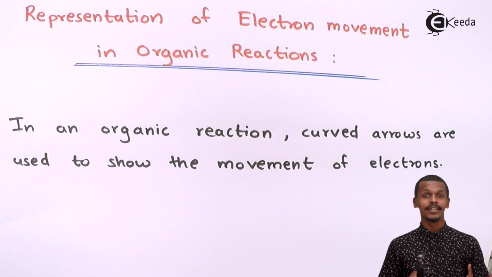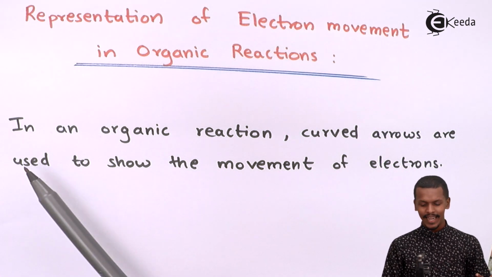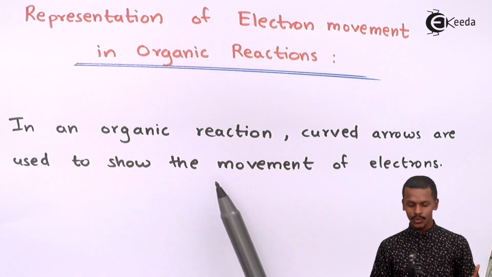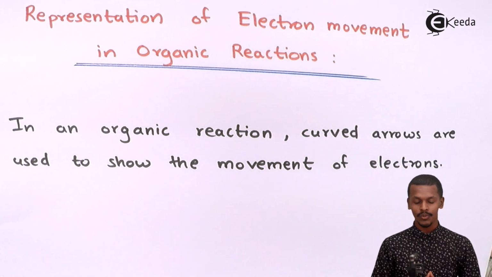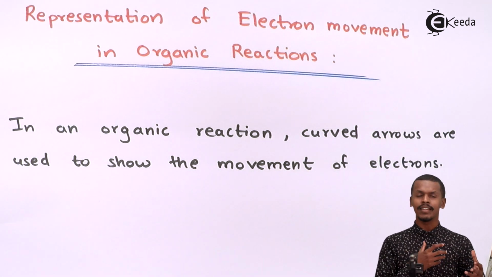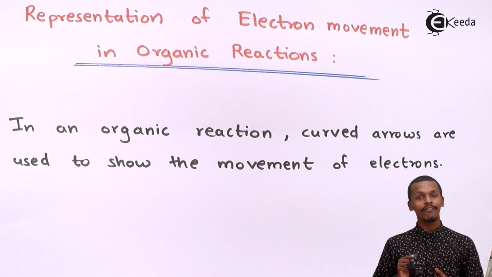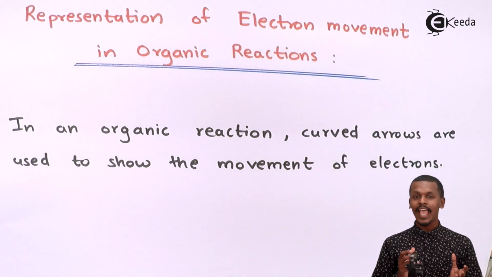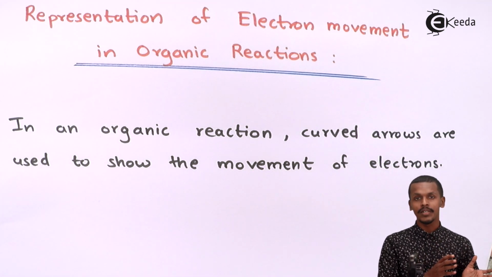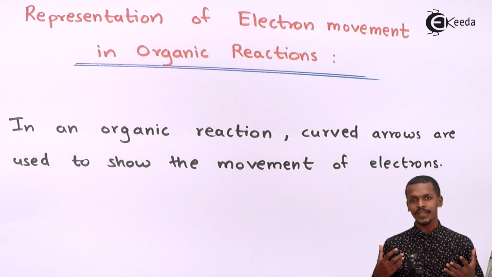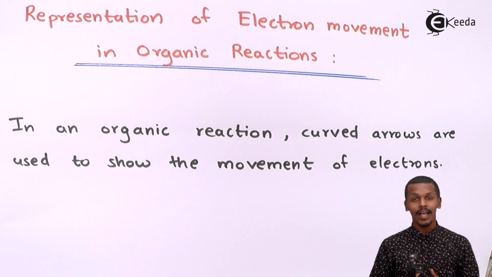So now we are doing the representation of the electron movement that takes place in an organic reaction. We know that in an organic reaction, curved arrows are used to show the movement of electrons. This plays a very vital role in giving the mechanism of a particular reaction. In most cases, when we represent the mechanism, we have to represent the arrows, and these arrows indicate the movement of the electron from one bond to another one. There are different kinds of representation that we are going to talk about, but let us discuss in detail what these representations are about.